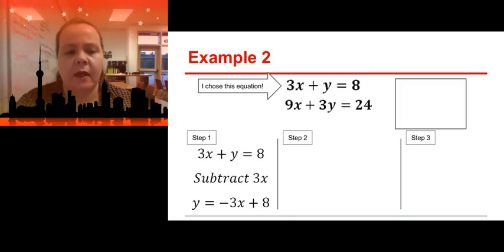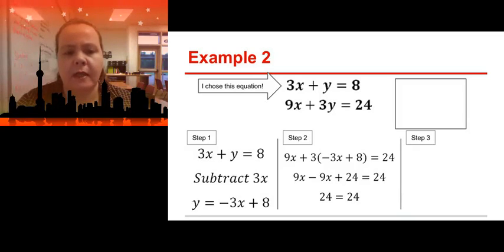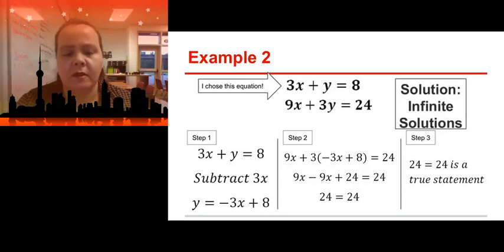Now we're going to substitute that expression for y into the equation we did not rearrange. So we have 9x plus 3 times the quantity negative 3x plus 8 equals 24. That gives us 9x minus 9x plus 24 equals 24. And then when we collect like terms, our variables drop out of the equation because 9x minus 9x is 0x, and 0x is 0. So we get 24 equals 24. I know that 24 equals 24 is a true statement, and that tells me that I have infinite solutions. If I graph these two lines, they would graph on top of each other.